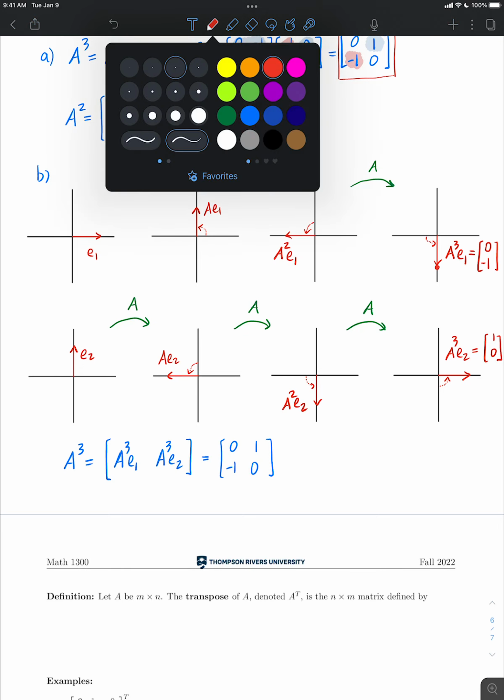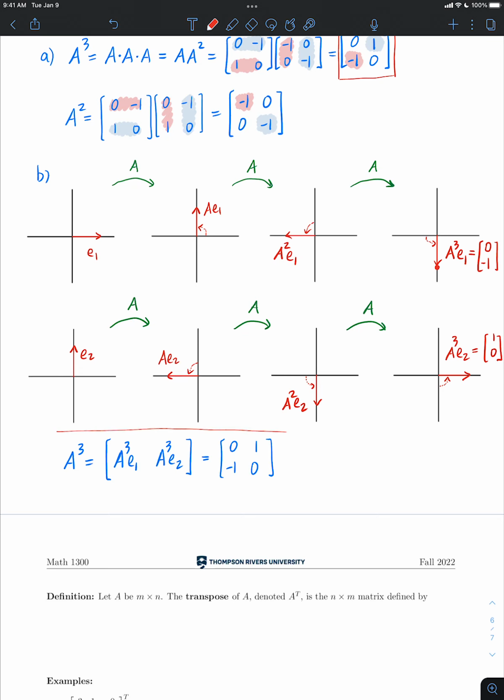Okay, so that is how we can compute powers by interpreting the base, which is the matrix A in this case, as a linear transformation and viewing powers as just repeated applications of that transformation.